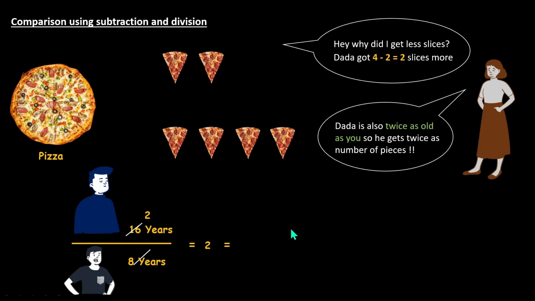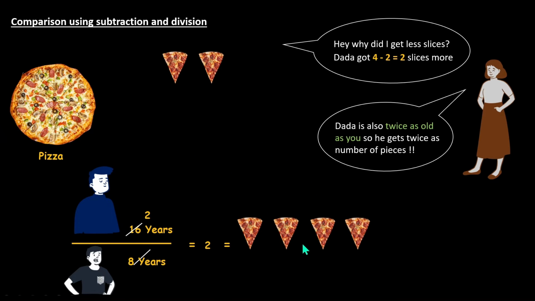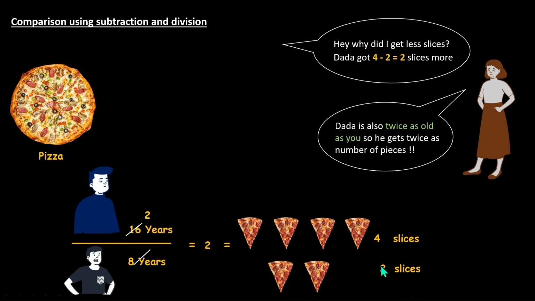And let's also check the pizza slices here. So we have 4 slices here, which Dada got, and 2 slices here, which I got. So that's 4 slices divided by 2 slices. 4 divided by 2 is 2. So when we divide it, we get 2. So now that's fair. That's a fair argument from Mom, that because he's older, twice the age of me, he will get twice the number of pieces.